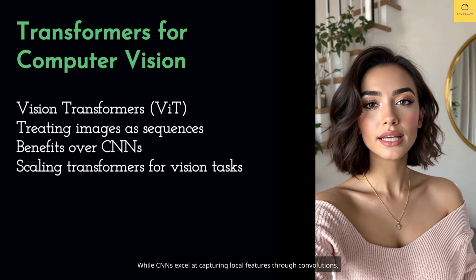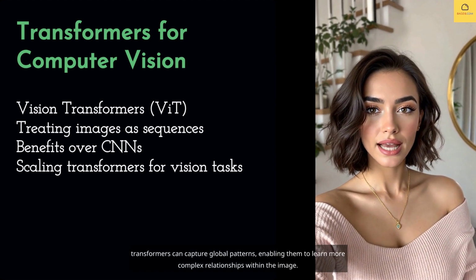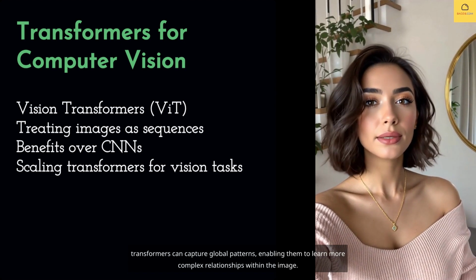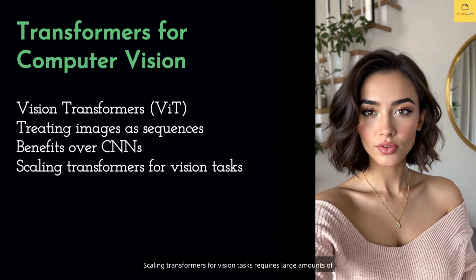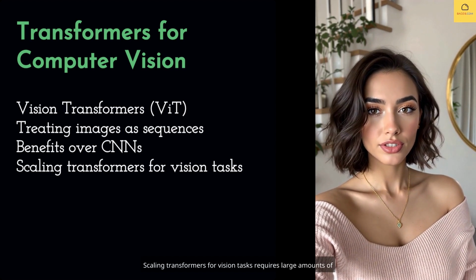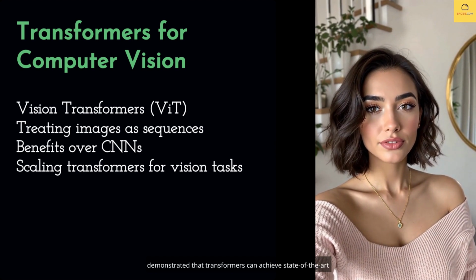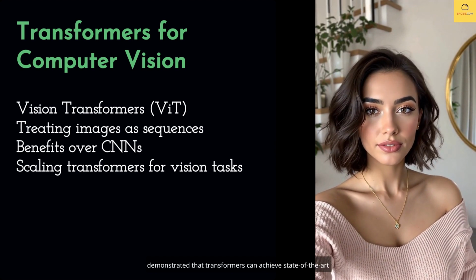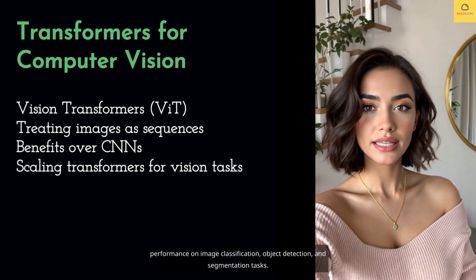While CNNs excel at capturing local features through convolutions, transformers can capture global patterns, enabling them to learn more complex relationships within the image. Scaling transformers for vision tasks requires large amounts of labeled data and computational power, but the results have demonstrated that transformers can achieve state-of-the-art performance on image classification, object detection, and segmentation tasks.